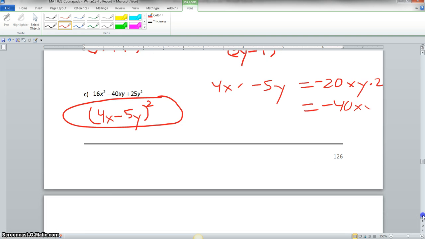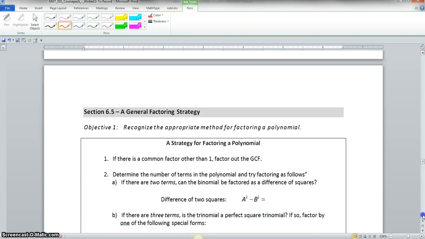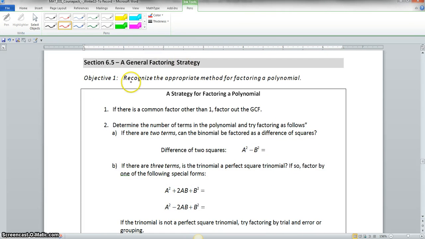Now, we're going to scroll down here to 6.5. It says, a general factoring strategy. Recognize the appropriate method for factoring a polynomial. A strategy for factoring a polynomial. If there is a common factor other than 1, factor out the GCF. Determine the number of terms in a polynomial and try factoring as follows. If there are 2 terms, can a binomial be factored as a difference of squares? Which you know, a squared minus b squared. Now, if there are 3 terms, is a trinomial a perfect square trinomial? If so, factor by one of the following special forms.